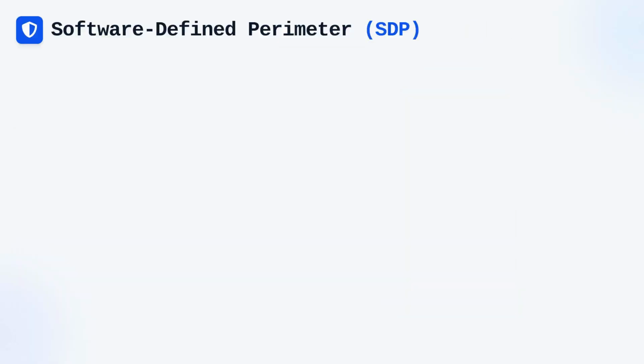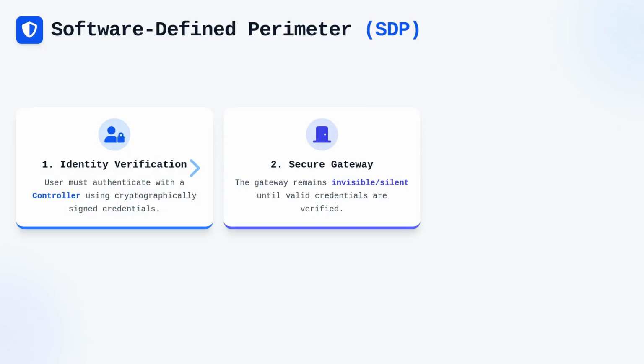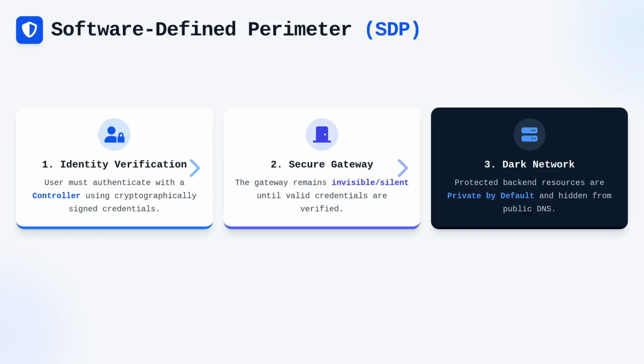Software-defined perimeter, or SDP, is a sophisticated approach to implementing these concepts by creating a virtualized, dark network environment. Traditional network infrastructure is often discoverable, with internal services broadcasting their presence through DNS or other discovery protocols. An SDP implementation hides infrastructure behind a secure gateway, making it completely invisible to anyone without valid cryptographically signed credentials. The user must first authenticate with an identity verification controller before the gateway even acknowledges the existence of the protected backend hidden behind the perimeter.